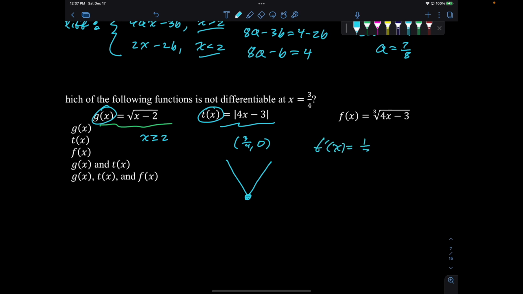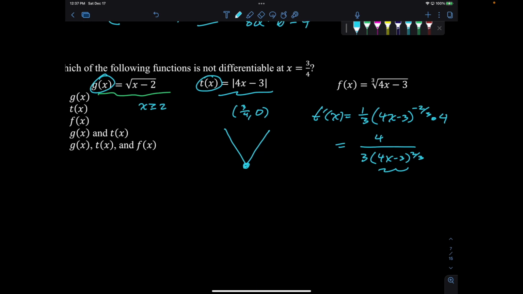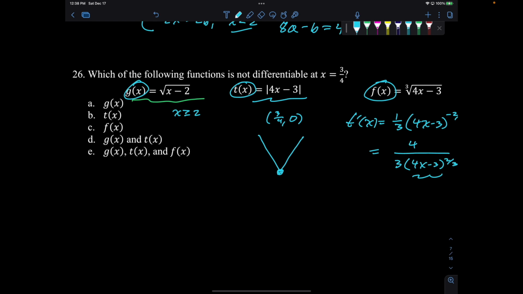So it'll be 1/3 times this thing to the negative 2/3, and then times 4. What's key about that is that we're getting 4 over 3 times (4x minus 3) to the 2/3. Since this is in the denominator, if we try to plug in 3/4, we're dividing by 0, which we cannot do, so this also works. So I think the answer is E.